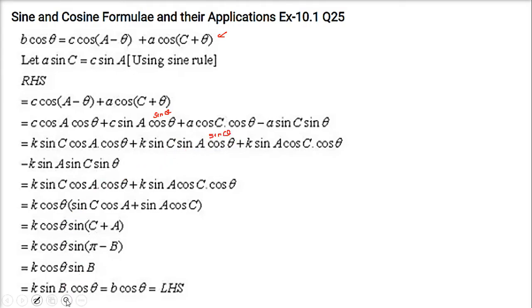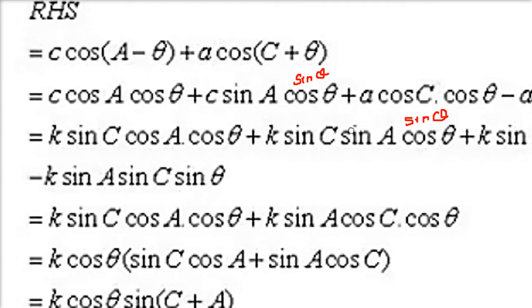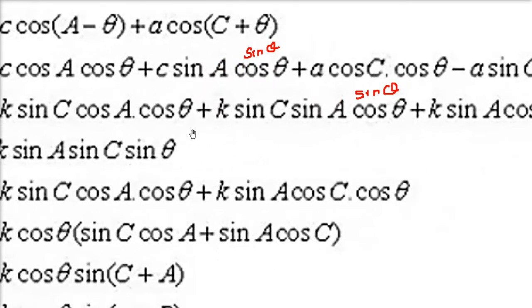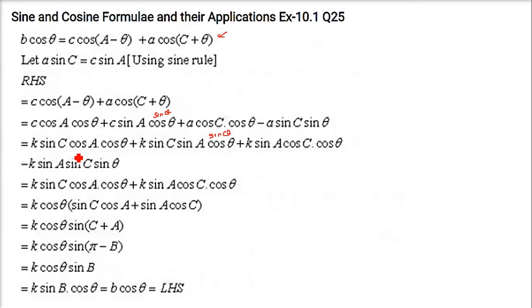Okay. What is happening here? If you see, this c we are writing as k sin C. This c we are writing as k sin C. A we are writing as k sin A, and this a we are writing as k sin A. The only things which are going to remain are k sin C cos A cos theta and k sin A cos C cos theta, because the k sin A sin C sin theta terms get cancelled. Here is a misprint, so this is sin theta.